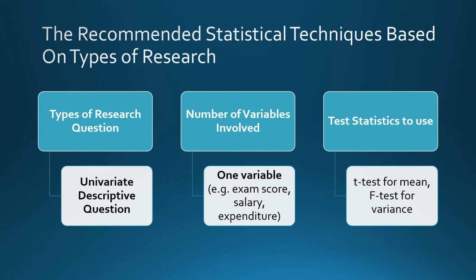The recommended statistical techniques based on types of research. Types of research question. Univariate descriptive question. Number of variables involved. 1 variable, example exam score, salary, expenditure. Test statistics to use. T-test for mean, F-test for variance.